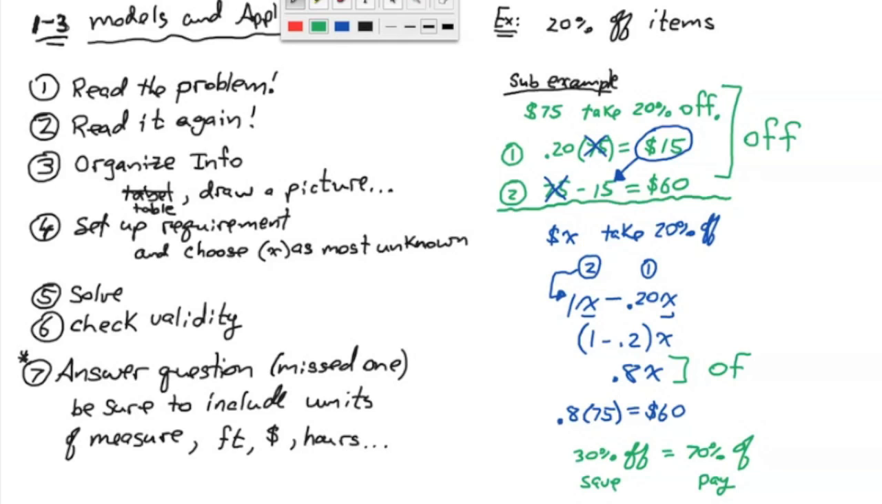So, this is how we're going to have to solve the problem. You can't do it 8th grade style. You have to use this idea. So, what's our unknown? The original cost. The original cost.